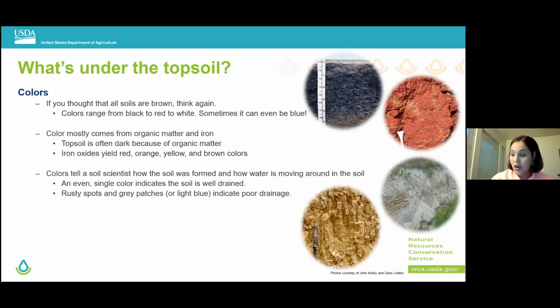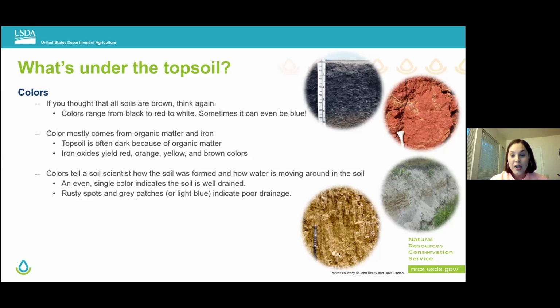We use the Munsell color chart to describe our colors. And we have a lot of pages in there. So I'm telling you, we do have a lot of colors. So let's talk about that a little bit. Colors come mostly from organic matter and iron.